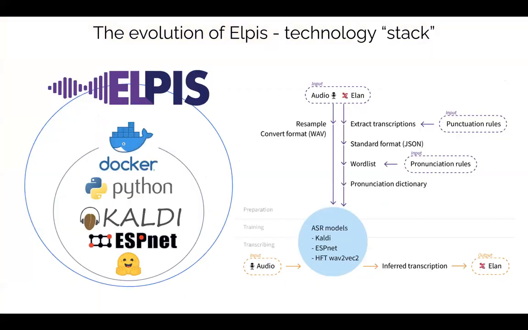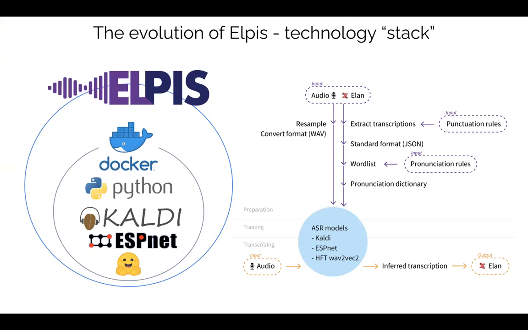Some of the technologies that are involved in this process: Elpis wraps existing technologies. So we haven't written speech recognition engines from scratch. We're wrapping existing tools. We began with the Kaldi speech recognition toolkit, and we now also include ESPnet and Hugging Face Transformers Wav2Vec2, which I'll talk about more later on in the presentation.